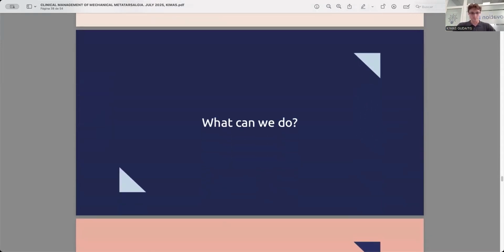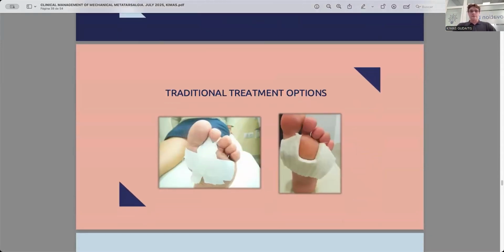What can we do? We have some traditional conservative treatments such as tight taping and horseshoe offloading. With tight taping, we use the tape to lower the toe and bring it closer to the plane of the adjacent toes, at the same level.